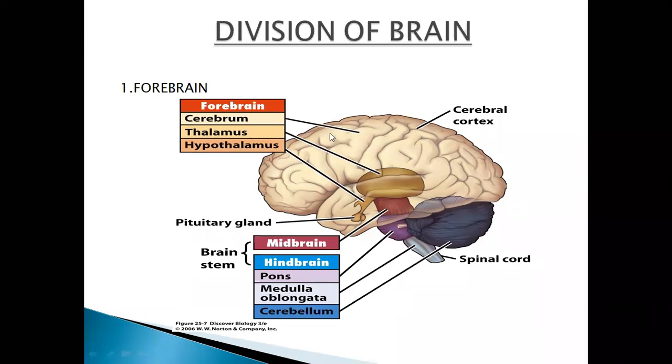First of all, you're supposed to tell its position, its location. It is present just beneath the cerebrum, and its function is that it is responsible for accepting sensory impulses. The thalamus is also involved in pain perception and consciousness, like sleep and awakening.